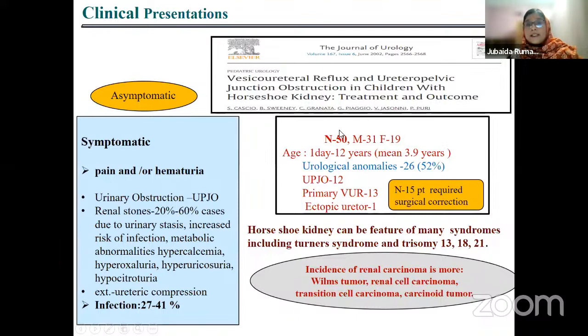Here in one study done in 2015, they took 50 patients of horseshoe-shaped kidney. Among them, 31 were male and 19 were female. The age range was from 1 day to 12 years. They were followed for around 4 years, and these patients had other urological anomalies like ureteropelvic junction obstruction in 12 cases, primary vesicoureteral reflux in 13 cases, and ectopic ureter in 1 patient. Among these 26 patients, 15 required surgical correction over the follow-up period.